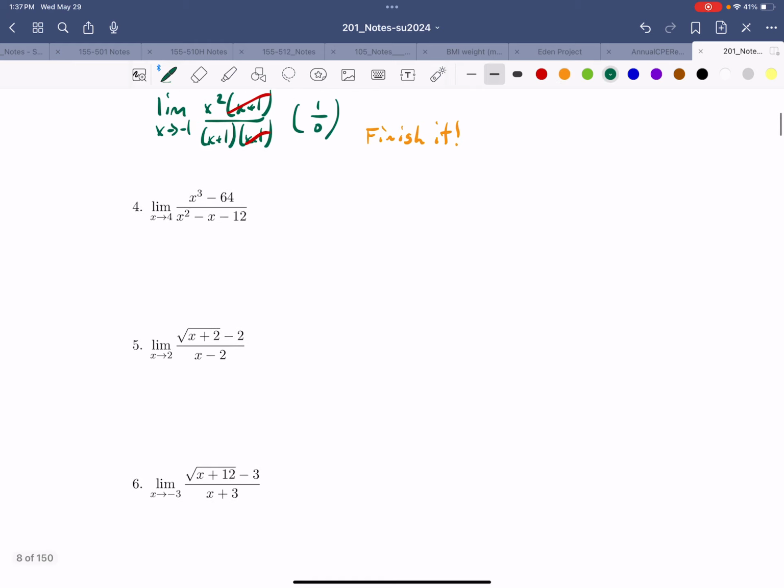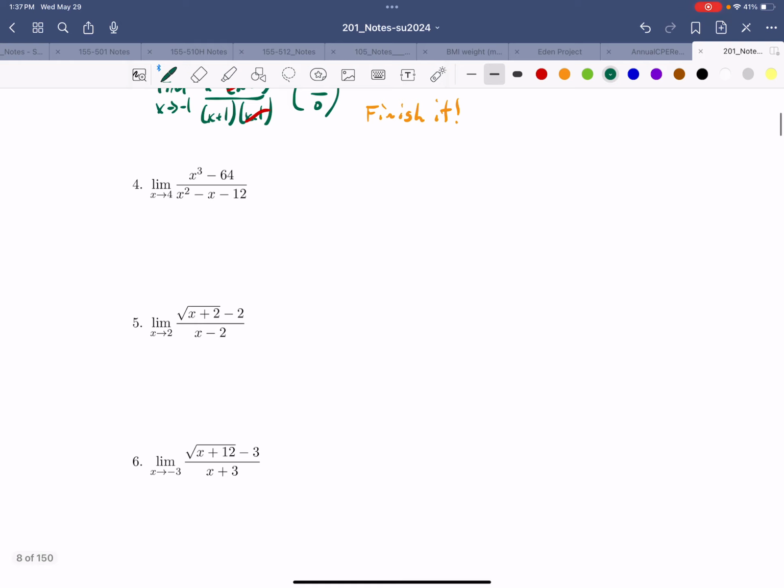Okay? Number 4, this is one you just kind of have to know it or not know it. It's totally fine if you don't see this one, because x cubed minus 64 is a difference of 2 cubes. If you don't know how to factor that, then that's okay. Not too often. But just so you know, this is how you factor it.